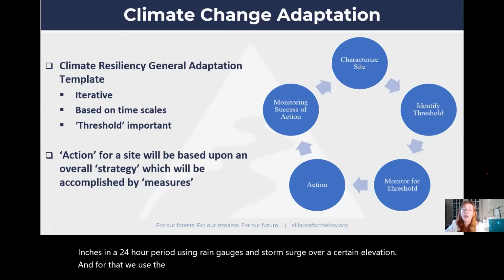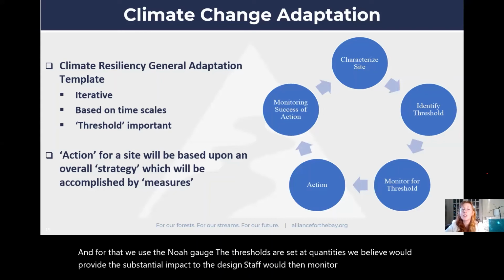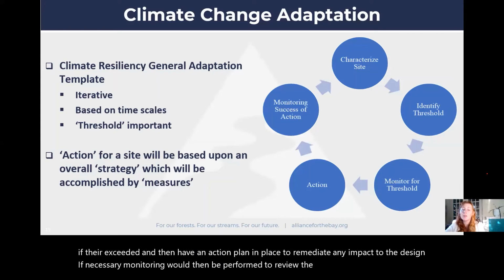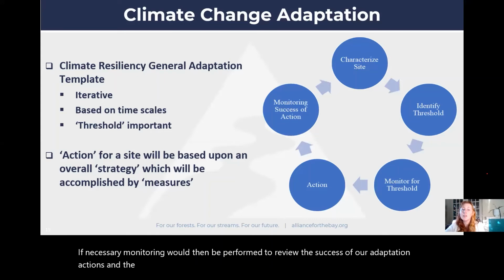The thresholds are set at quantities we believe would provide the substantial impact to the design. Staff would then monitor these thresholds to see if they're exceeded, and then have an action plan in place to remediate any impact to the design if necessary. Monitoring would then be performed to review the success of our adaptation actions, and the process would restart with new site characterizations and then identification of a new set of thresholds, etc.